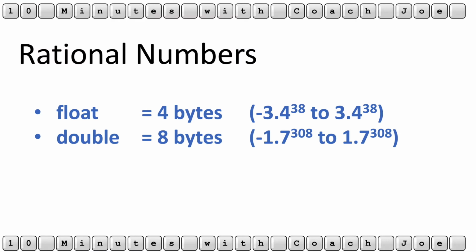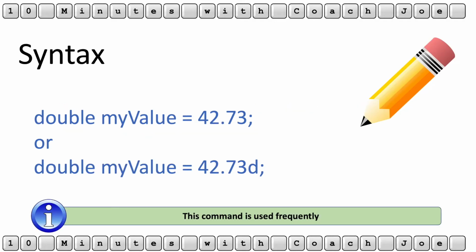This is a good point to talk about rational number data types. The purpose of these data types is to hold a decimal value. It is said the float will safely hold the decimal point precision for 6 to 7 positions, and the double will hold the decimal point precision to about 15 positions. Here is the syntax for declaring and setting a double variable. Notice the D after the number.